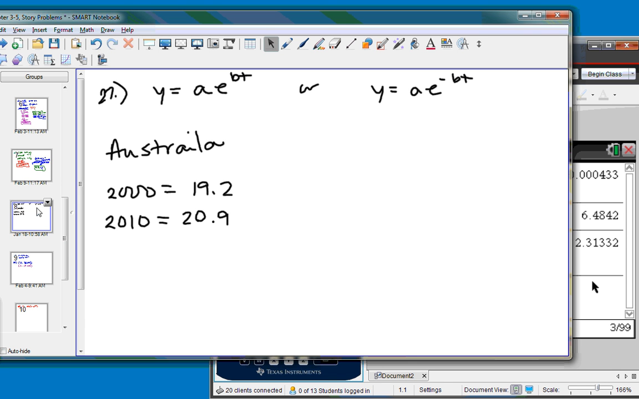Now, it says find the exponential growth model, y equals a e to the bt, or y equals a e to the negative bt. What's the difference between the two formulas? I understand the negative is the difference. What does the negative mean? One's increasing, one's decreasing. This is increasing, meaning you have a lot of births. This is decreasing, meaning you have a lot of deaths. The death rate is high. Okay?